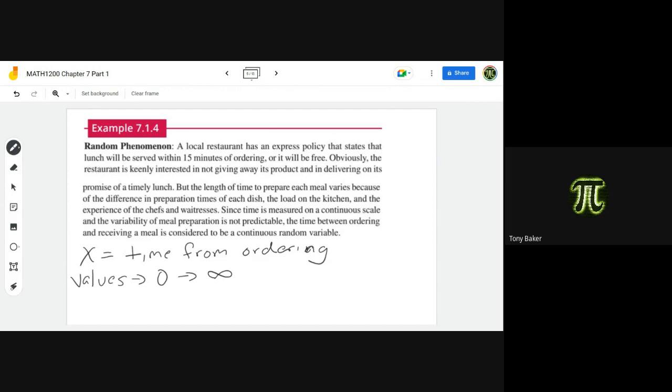So it would technically be 0 to whenever the restaurant closes or whenever the person gets totally sick of waiting. So there's no end value on it. But it's continuous because every value in there would make sense. Like I can have 15.35 seconds. That would make sense. Yes, the restaurant would want it between 0 and 15 minutes at all times because they never want to give anything away free, but that can happen.